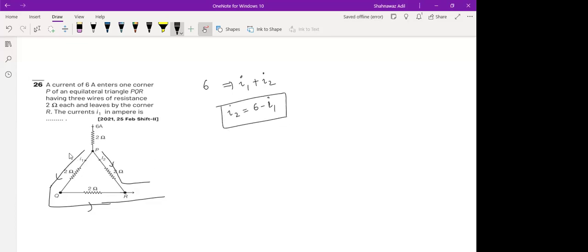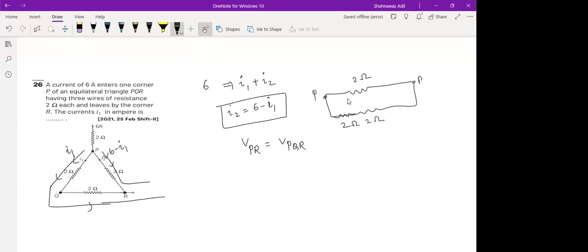So this is I1 and this is 6 minus I1. So these are the two currents. Now, if we talk about this thing, what would be the voltage through this point and what would be the voltage through this point? If we see at this point, PR, the voltage at PR would be equal to the voltage at PQR, because this combination is parallel. So this is PR and this is PQR. So we have two resistances. This is 2 ohm and this is 2 ohm and 2 ohm, and this is PR. So these are parallel, so the voltage would be the same. In parallel combination, voltage is the same.